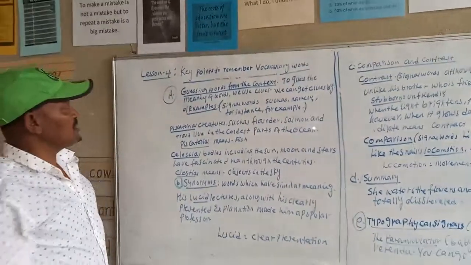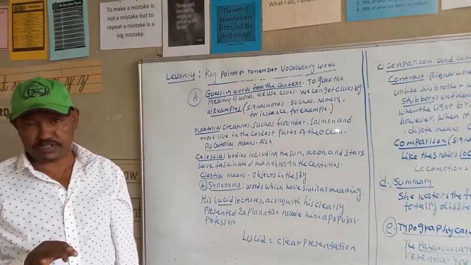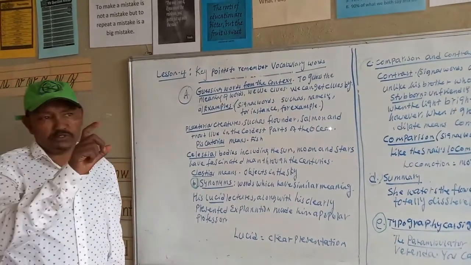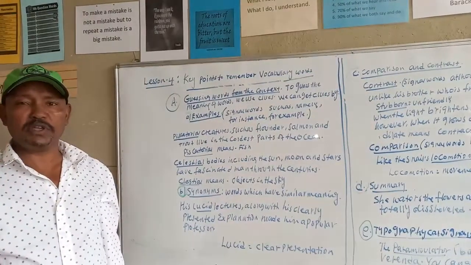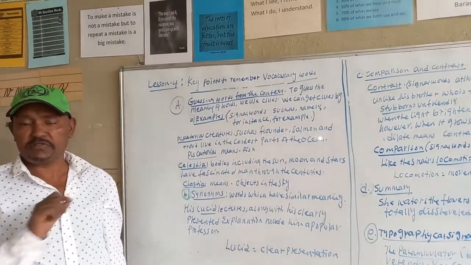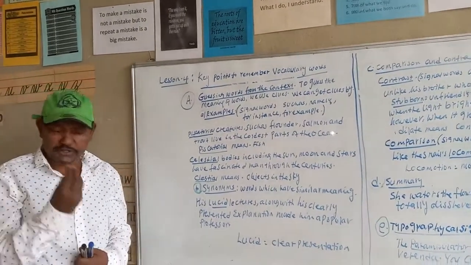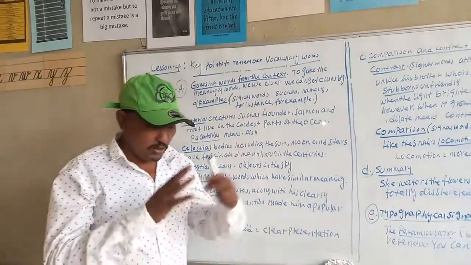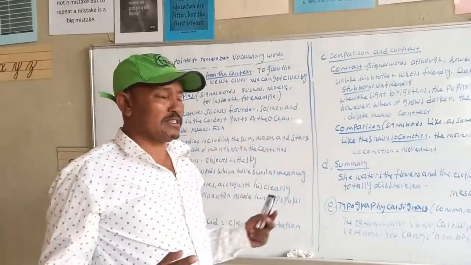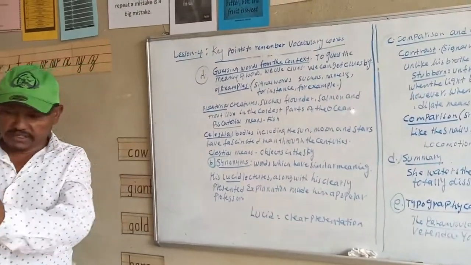Today we are going to lesson 4, which is key points to remember vocabulary words, some of the best strategies to treat vocabulary words when we read texts, fiction, magazines, newspapers. The first strategy is guessing words from the context. Guessing means simply we cannot guess unless we have something to guess. We have just some important context to guess.